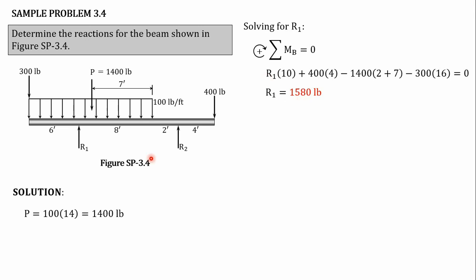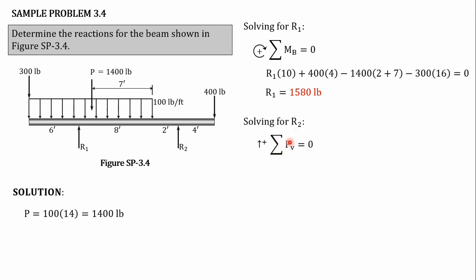Okay, so how about in solving R2? To solve R2, class, there are actually many ways. To make my solution shorter, since we have R1, which is equivalent to 1,580 pounds, we have only one unknown, R2, because we already solved R1. So to make the solution shorter, I will use the summation of vertical forces.